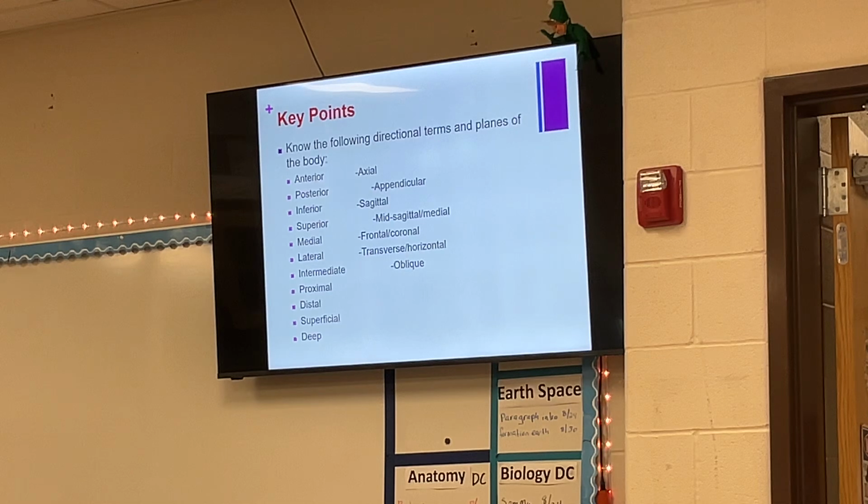Sagittal is like left to right, like this. But if it's directly in the middle, then it's mid-sagittal or medial. But you could do like this, and it's not in the middle, so that would just be sagittal. Any cut that's going left to right. But if it's right in the middle, then it's mid-sagittal.